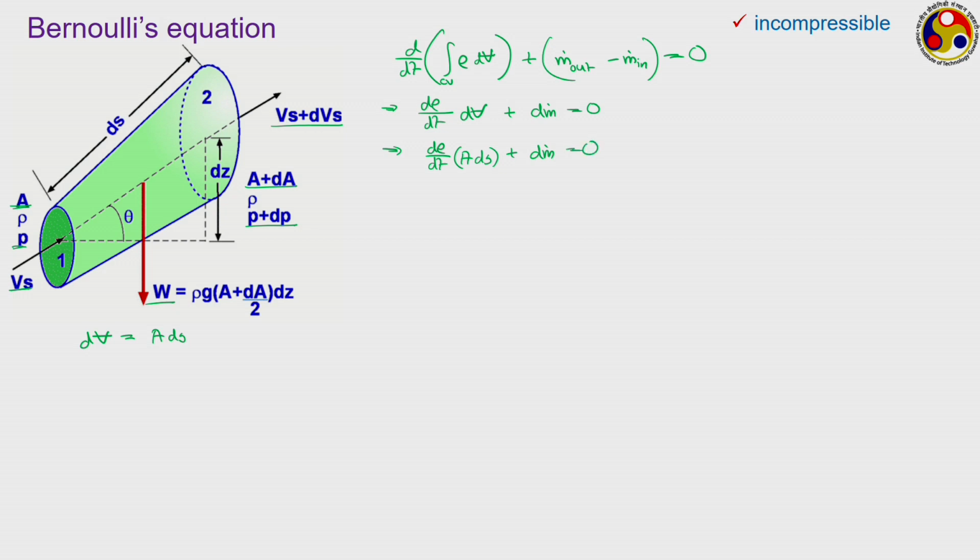is equal to 0. Now, we go to the momentum conservation, but before that we can write that the mass flow rate at any particular point can also be written as rho A Vs, corresponding to that particular point. A refers to the area at that point and Vs refers to the velocity at that point.